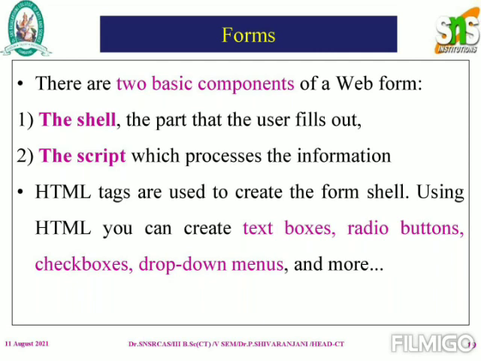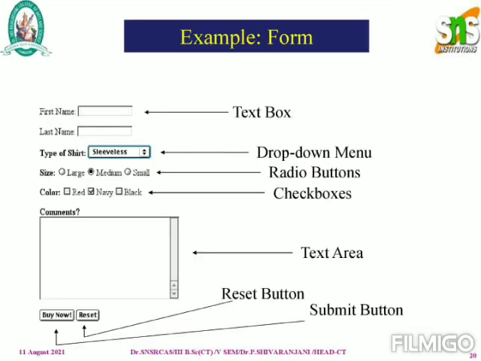So we are going to see one by one. This is an example for the form set. Now you can see that you have created a form with a combination of your text box, drop down menus, radio buttons, checkbox and text area, and two buttons called the reset button and submit button. Now we are going to see how to create this particular text box, text area, drop down menus, radio buttons and your buttons in the following syntax.